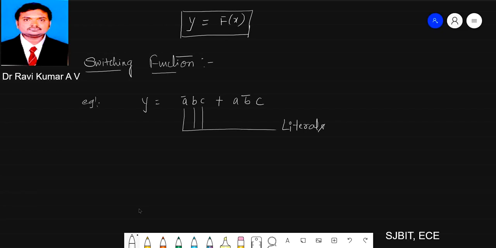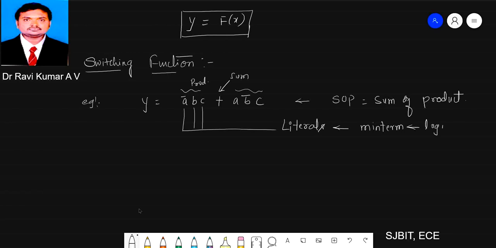Here this is a product term and this is your sum term, as we discussed. So this is in the SOP form, that is sum of product. In sum of product, all the literals are represented as min terms. A min term represents logic 1.